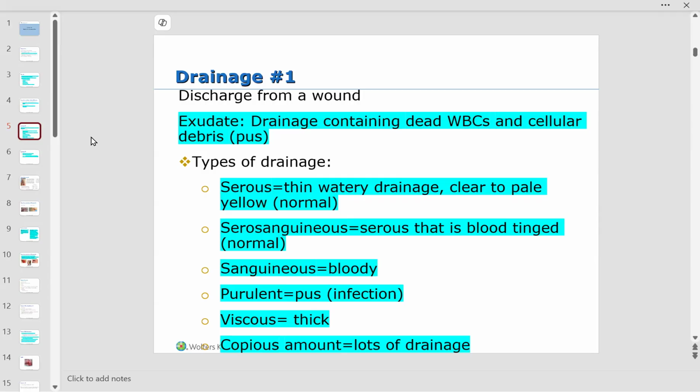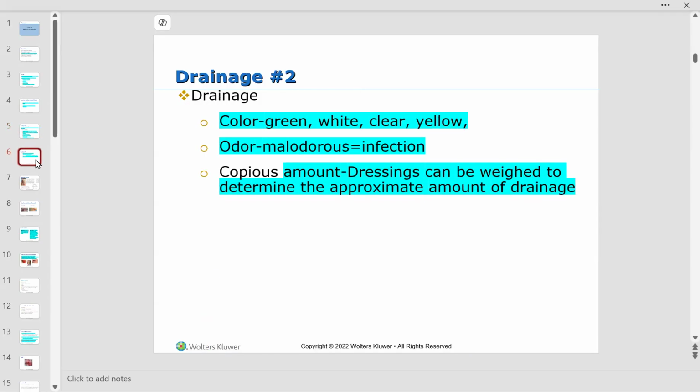Then there's serosanguinous drainage. Serous drainage, but tinged with blood. Also can be normal. Sanguinous, and that's from the Latin word sanguine, which is blood. Sanguinous drainage is just bloody drainage. Purulent drainage, that's usually a sign of infection. That's the same as saying pus, okay? Viscous means that it's thick. Copious amounts means there's a whole lot of it, okay?